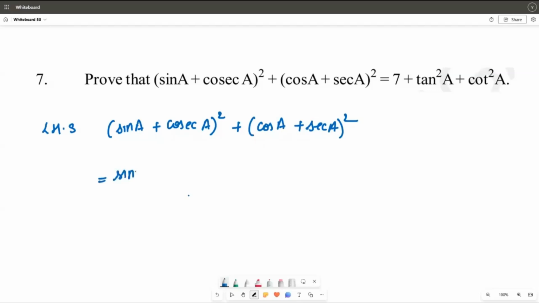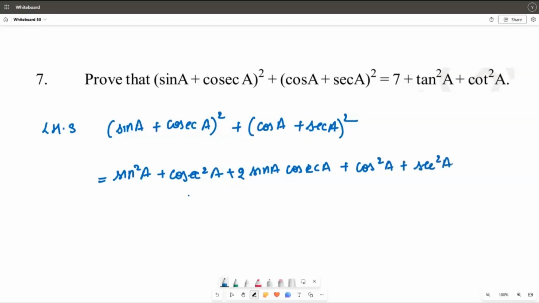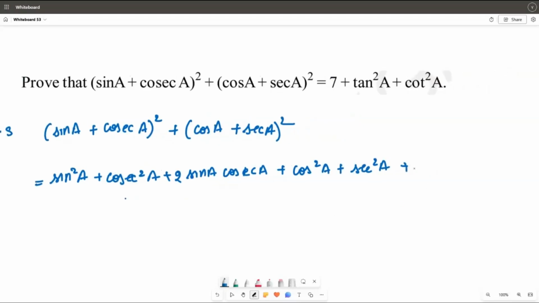So (a plus b) whole square is equal to a square plus b square plus 2a into b. And I'm going to open the second one also, (a plus b) whole square. So this will be cos square A plus secant square A and plus 2 into cos A into secant A.